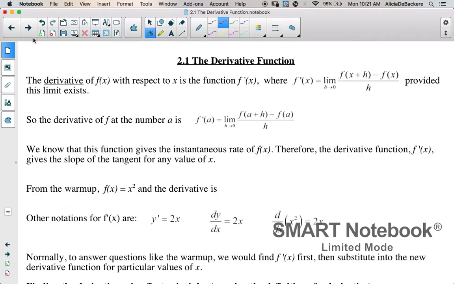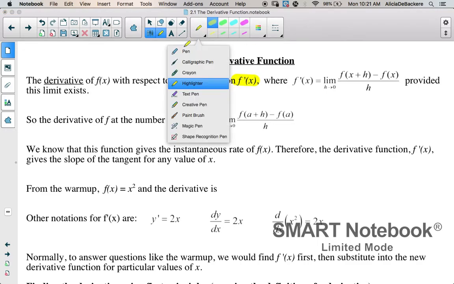All right, we're going to move on to the main lesson. So we're defining the derivative function in this lesson. The derivative of f at x with respect to x. So this phrase here is just telling me what the variable is in the equation. We define that derivative function as f prime of x is how we read this.